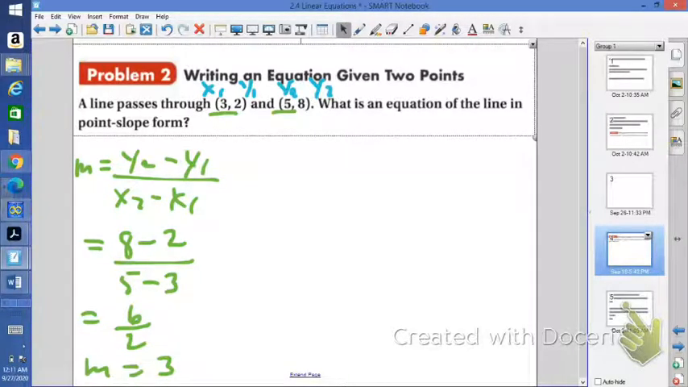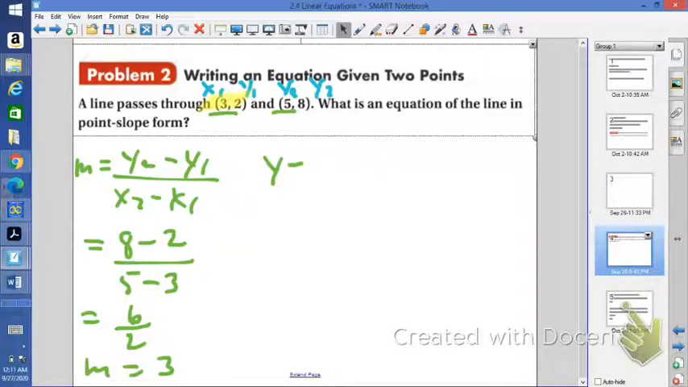Alright, so we have a slope. Now I'm going to pick a point. I'm going to pick this. I can pick either one of these. I'm going to pick that point and plug it in the point-slope form. It does not matter which one you pick. You'll still end up with a right answer.